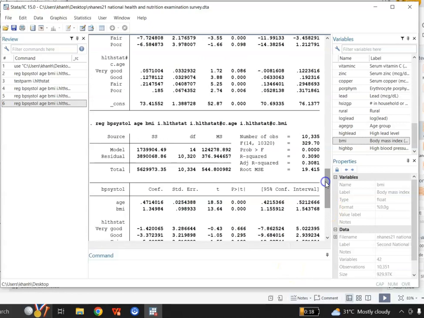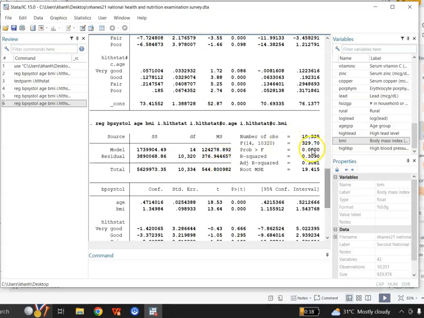Let me show its analysis briefly. This is the command regression, BP systolic, age, BMI. These are the main effects of these two variables. This is the main effect of health status, and this is the interaction effect of health status and age, and this is the interaction effect of health status and BMI. This is the analysis of variance. This is the regression sum of squares, residual sum of squares, total sum of squares, and this is the model mean square, and this is the residual mean square, and this is the total mean square.